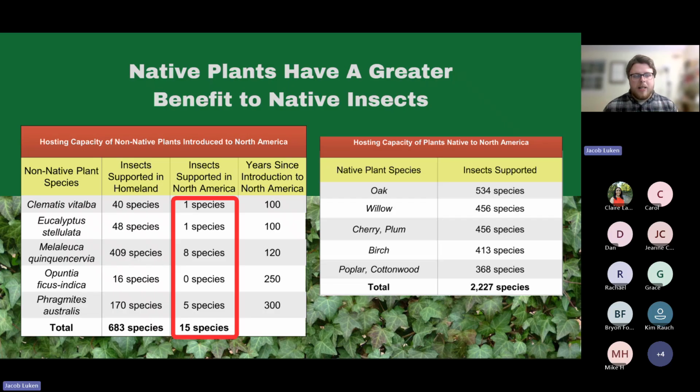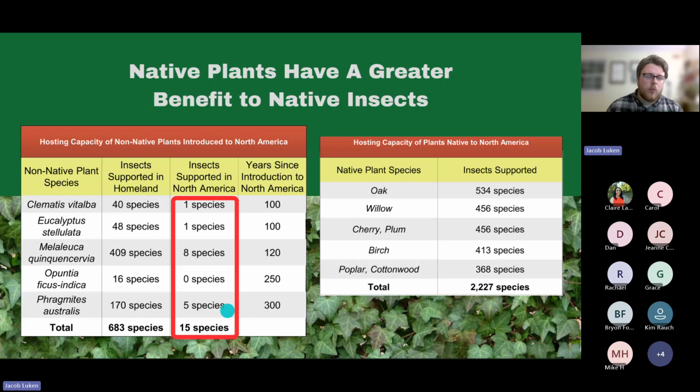So what's the big deal? Why does it matter? Isn't all green good? What's the difference between an invasive species and a native species as far as our insects are concerned? The reason it matters is because invasive species just do not support the same number of insects that our natives do.